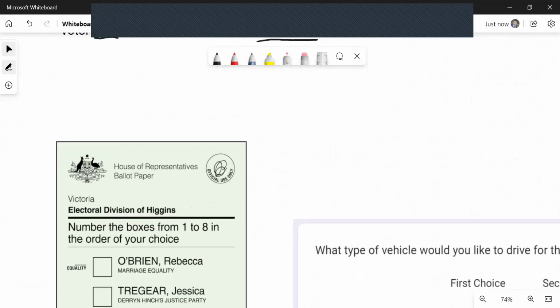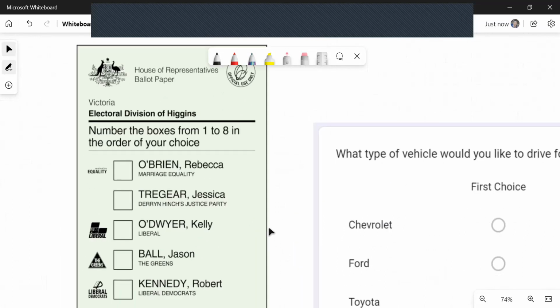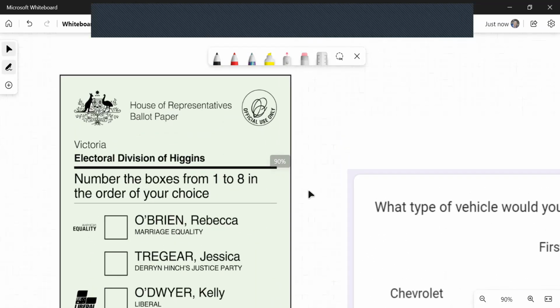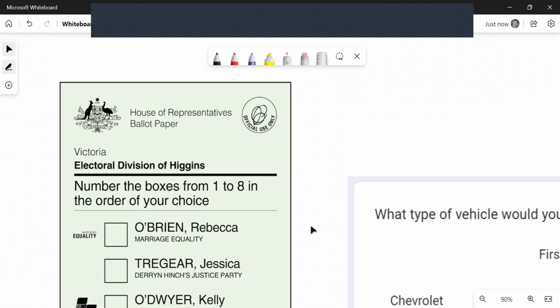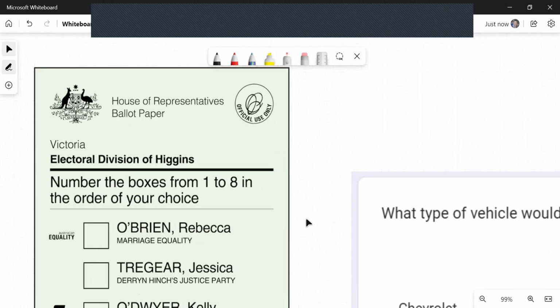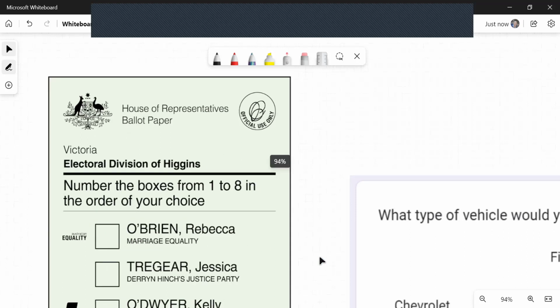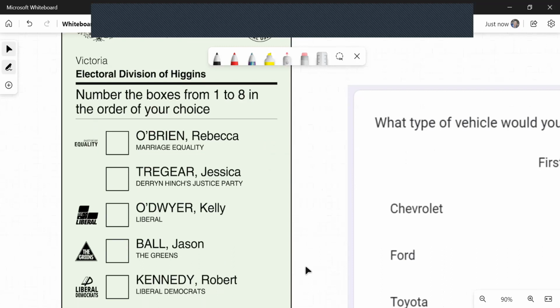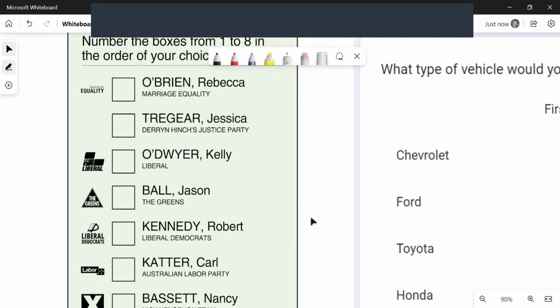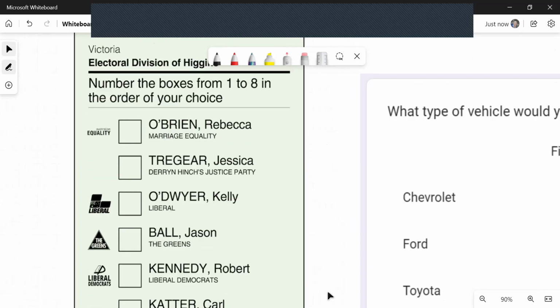So let's take a look at a couple of examples. The first one is a House of Representatives ballot paper from Australia, where they're actually using this system. In this election, they are asked to number the boxes from 1 to 8 in the order of their choices. And then you can see the candidates' names: Rebecca O'Brien, Marriage Equality Party; Jessica Traeger, Darren Hinch's Justice Party; Kelly O'Dwyer, Liberal Party. Maybe some of these parties sound familiar, some don't, but again, this is Australia. Jason Ball, the Greens Party, and so on. And so the voter is to rank them.